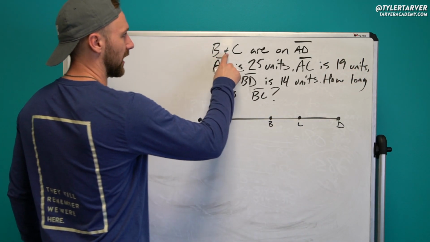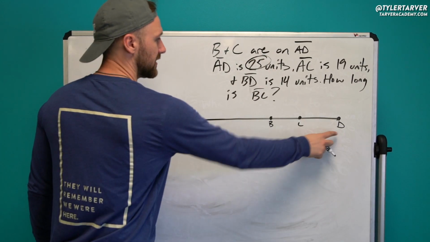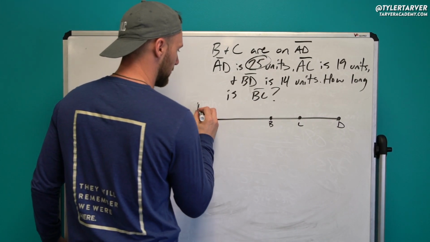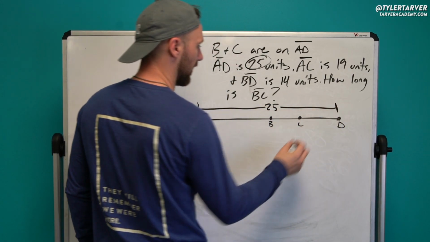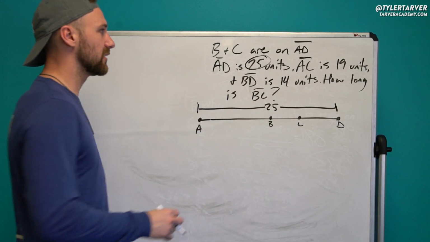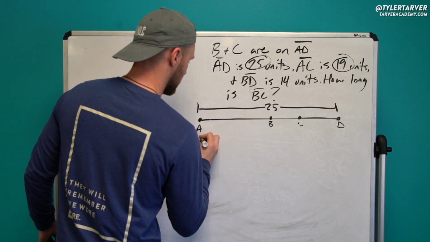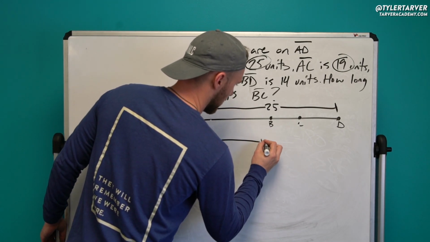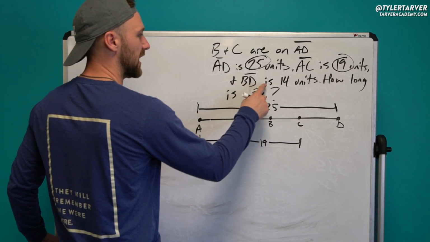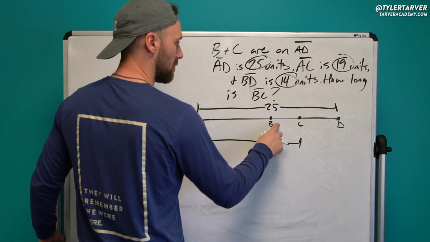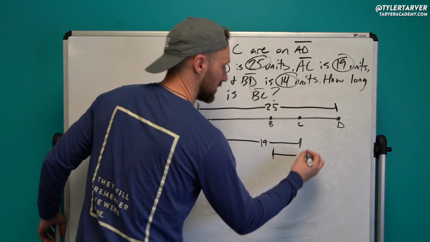So let's start at the beginning. B and C are on AD. AD is 25 units. So I'm gonna do this little number right here. I'm just gonna say 25 all the way to there, okay? So that whole thing's 25 units. AC is 19 units, so A to C. So I'm gonna go there to there. A to C is 19 units. BD is 14, B to D, so I'm going to do B to D is 14 units.